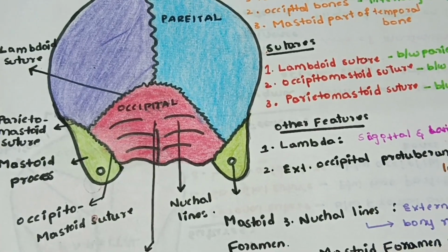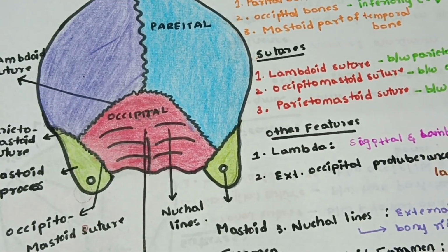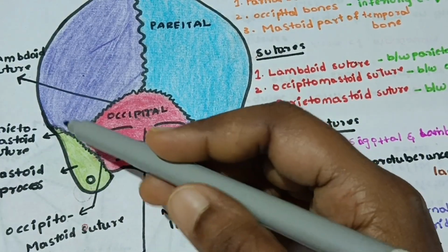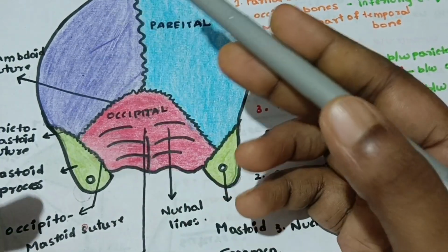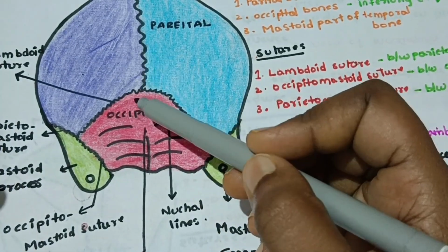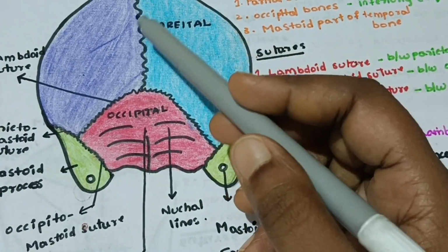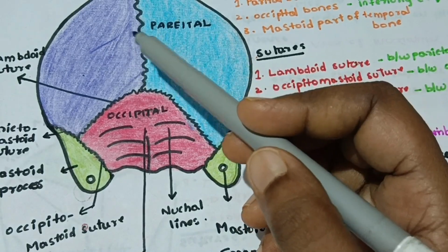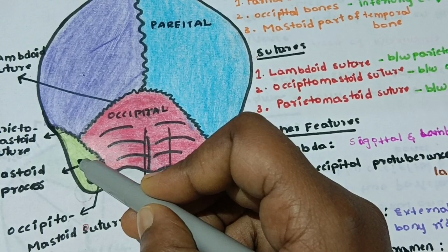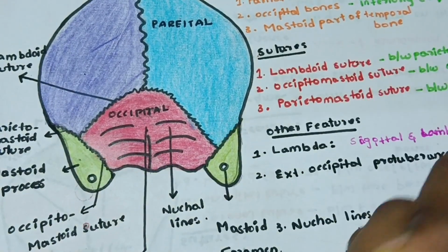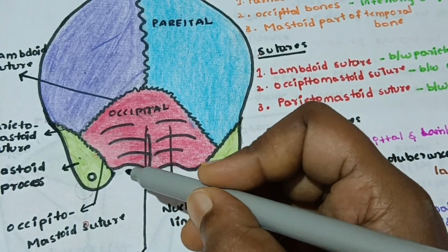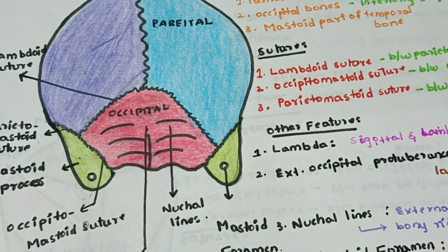What are the main sutures we have discussed here? The sagittal suture, occipito-mastoid, parieto-mastoid and lambdoid suture. The lambdoid suture connects the two parietal bones with the occipital, and the sagittal suture connects the two parietal bones. The parieto-mastoid suture connects the parietal bone with the mastoid part of the temporal bone, and the occipito-mastoid suture connects the occipital bone with the mastoid part of the temporal bone.